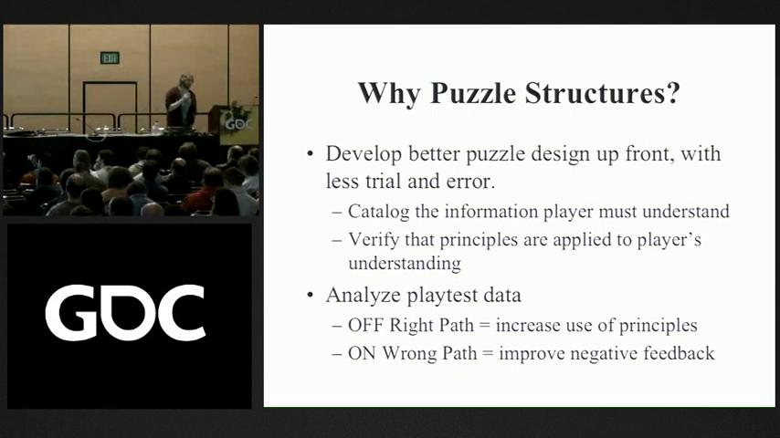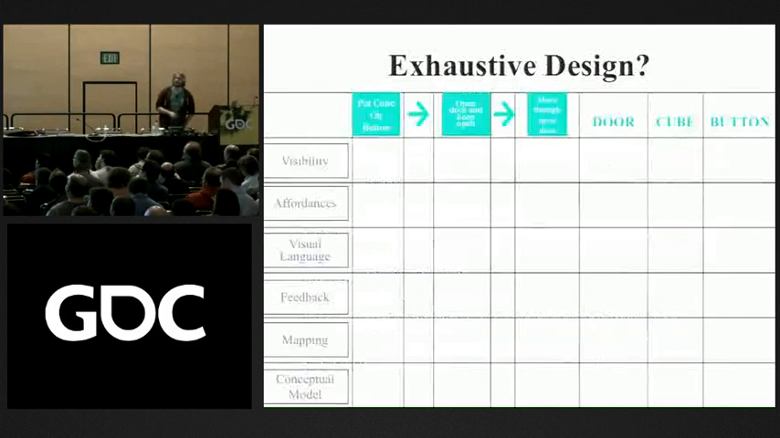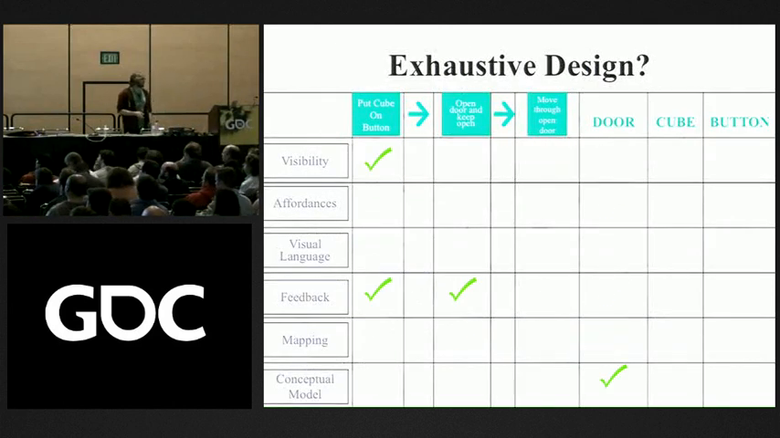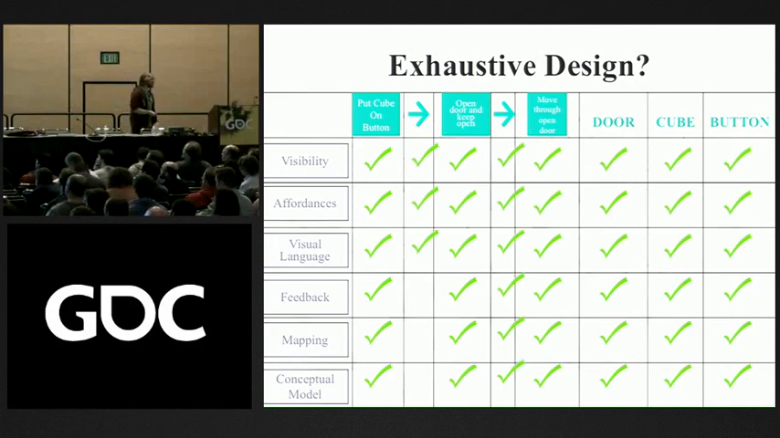And then when playtest data comes up, you can check to see what's going wrong with your puzzle. If the player is not finding the right path, you can increase the use of the principles in the appropriate spots. And if they're on some wrong path, you can improve your negative feedback to communicate to them, no, don't do that. So does this mean you're supposed to make this giant chart where every single piece of your puzzle is across the top and every single principle is across the side and you fill everything out? No, you're not supposed to do that.